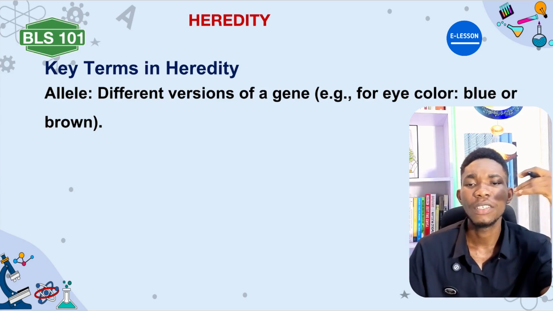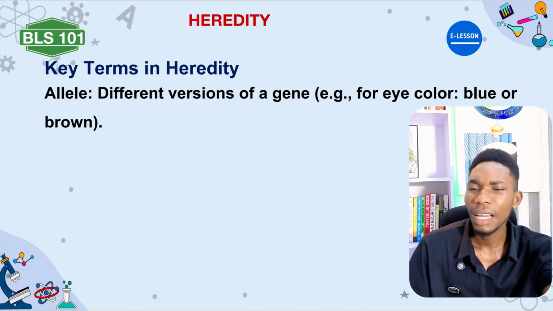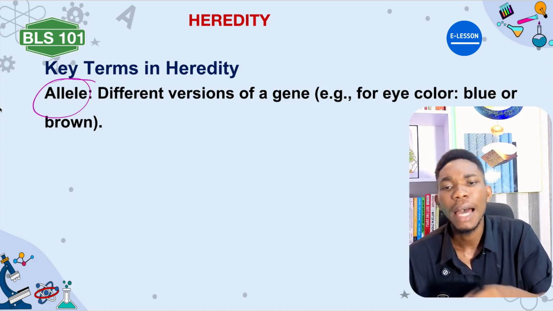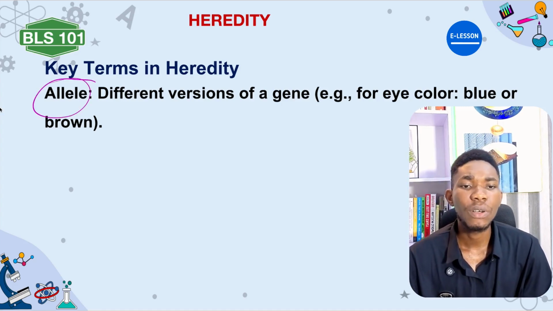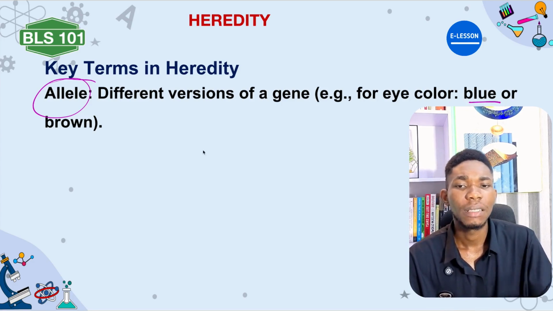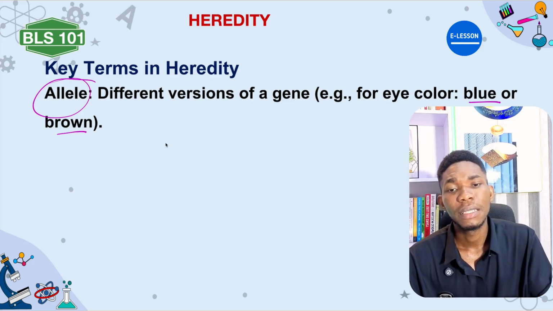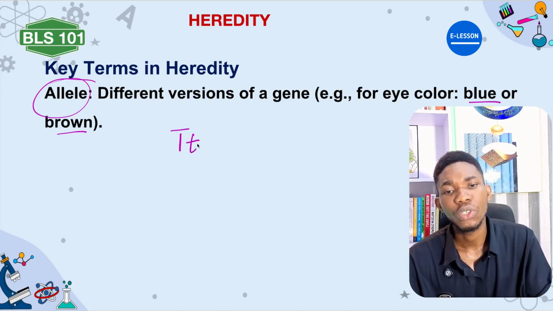Then allele. I don't know how they actually pronounce this word. Anyway, allele. The different versions of a gene is called allele. For eye color, is it blue or brown? The different versions of a gene is called allele. What do we mean by that? For eye color, does the person have blue eyes or brown eyes or even dark eyes? Is the person tall or short?